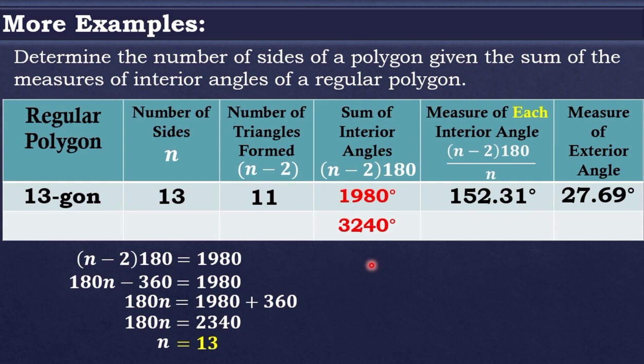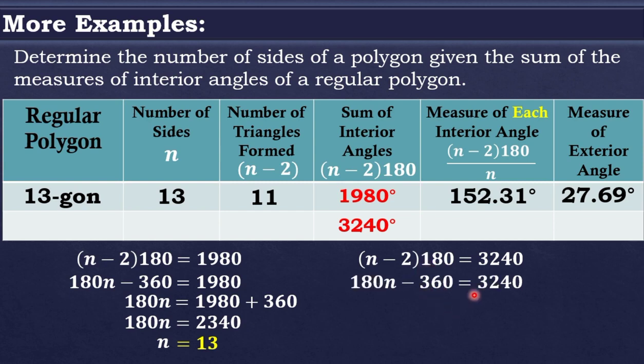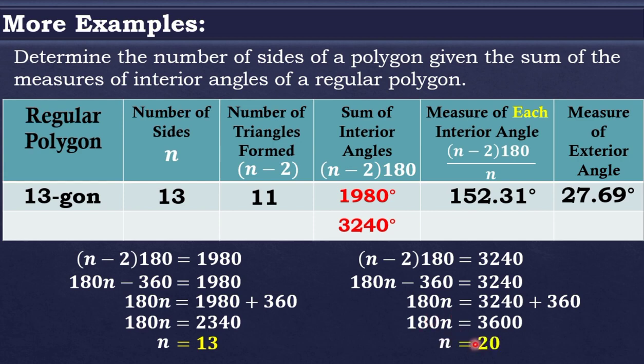Next. So, meron pa tayong isa. We have 3,240. Equate natin siya by 3,240. And then, same process. Distribute 180n minus 360. And then, equate by 3,240. And then, solve. So, we will have 180n equals 3,600. So, ipa-plus po natin ito. Divide both sides by 180. So, 3,600 divide 180, we will get n is equal to 20.